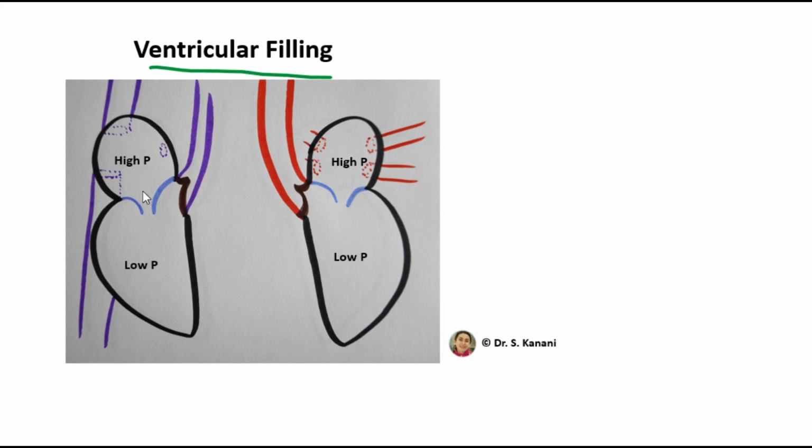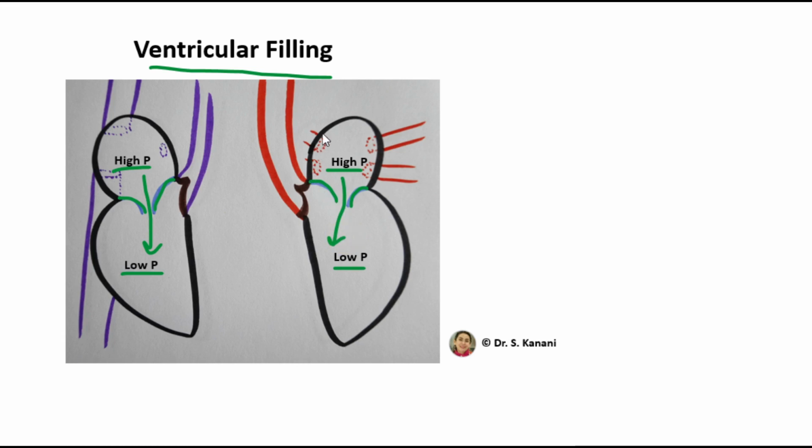During this phase, due to higher pressure in atria versus lower pressure in ventricles, AV valves open. So as you see in both sides, inside the atria we have higher pressure and inside the ventricles we have lower pressures. So in the right side, tricuspid valve opens, and simultaneously in the left side, bicuspid valve opens, and then blood flows from high pressure in atria into the low pressure in the ventricles.